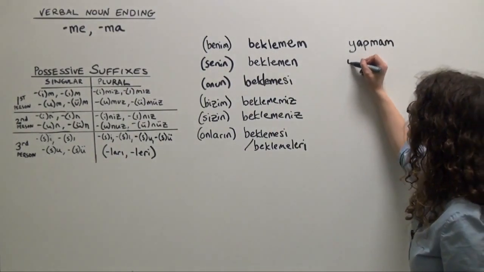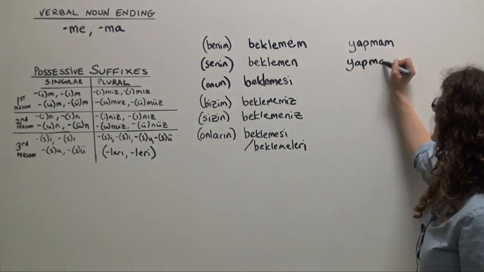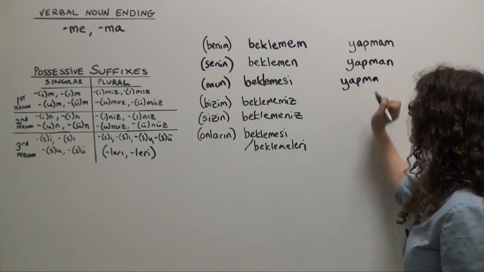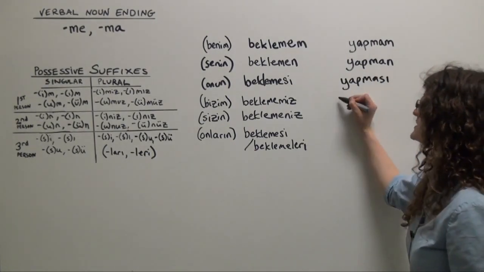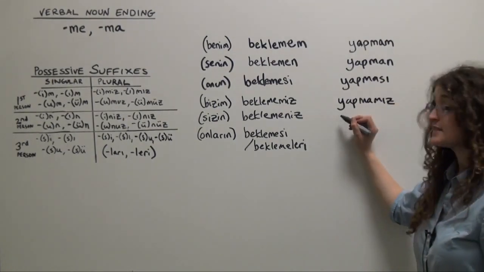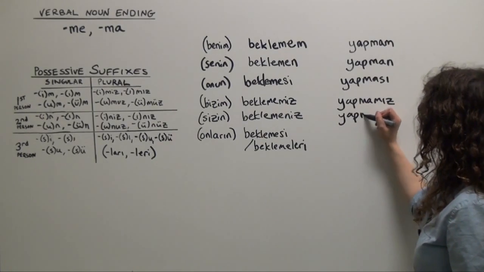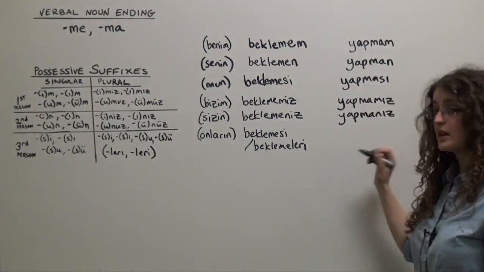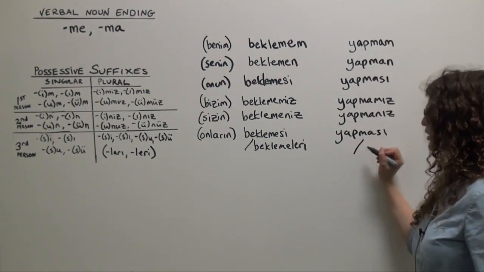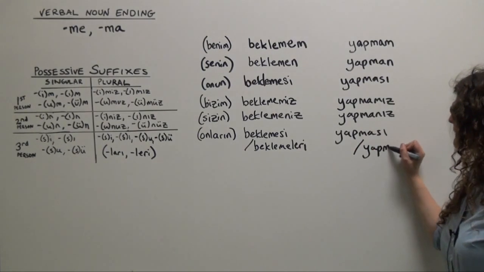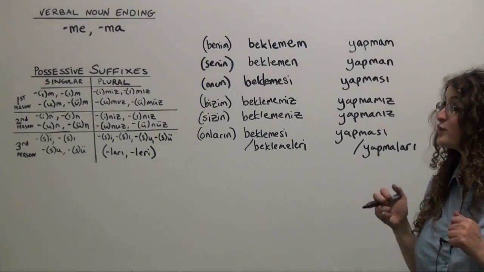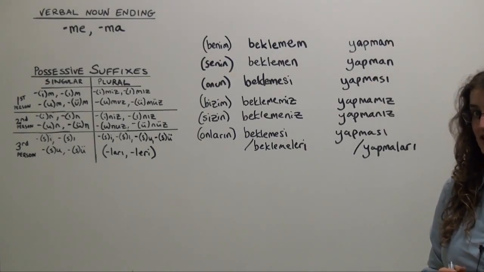Benim yapmam, senin yapman, onun yapması, bizim yapmamız, sizin yapmanız, onların yapması or yapmaları. And that's one way to form verbal nouns in Turkish.